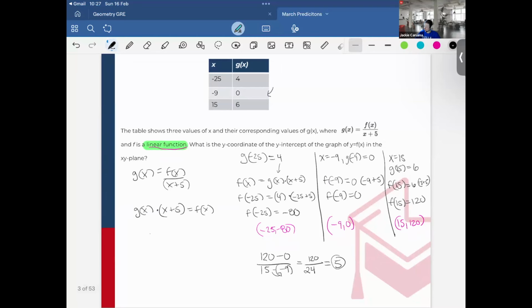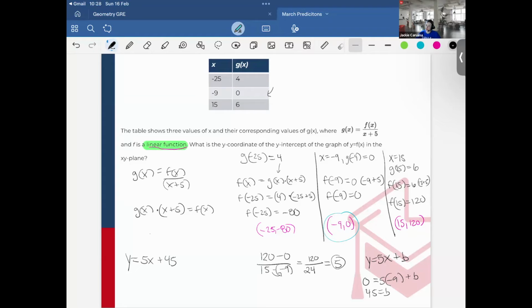And so I know that the slope of this line will be y equals 5x plus b. And then I know that we have negative 9, 0, and I can use that to find what the y-intercept is. I can use any coordinate, just choosing this one because it's lower. So 0 equals 5 times negative 9 plus b, so 45 is equal to b. So final linear equation: y equals 5x plus 45.